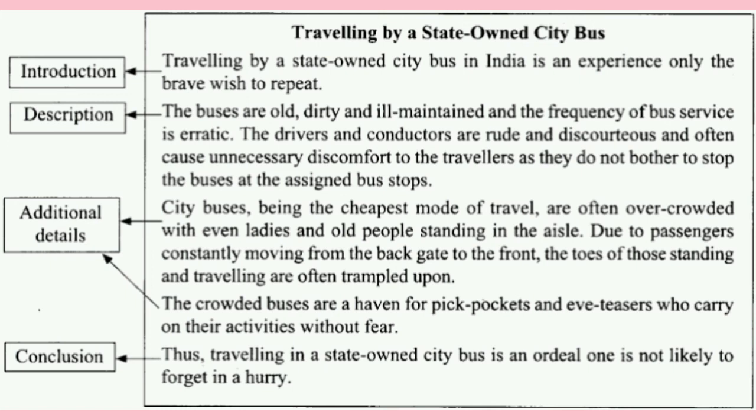Thus, traveling in a state owned city bus is an ordeal one is not likely to forget in a hurry. This is a sample of how to write a factual description of an event, describing the points in a detailed form. The heading, which is very important, then the main paragraph talking about the topic, the supporting details, and the conclusion.